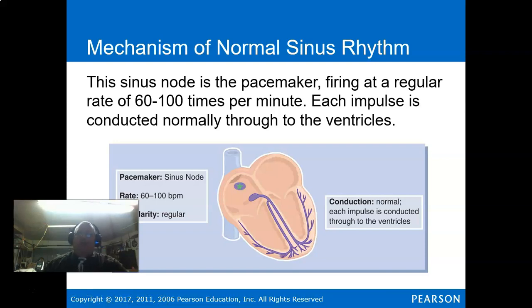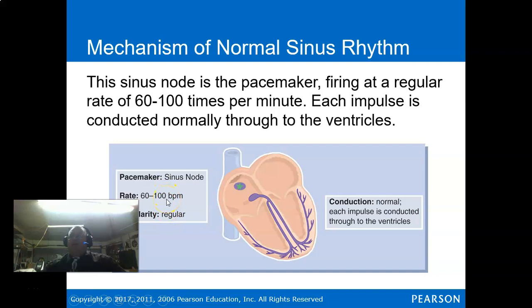So the sinus rhythm, guys, again, this is the one that probably 70 to 80% of people walk around in with no problems. The sinus node is the pacemaker, and it's firing at a rate of between 60 and 100 a minute, and then every impulse is conducted normally through the ventricles, okay? So again, starting with the pacemaker up here at the sinoatrial node, it conducts through here, goes through here, QRS complex, it beats, and then it repolarizes.